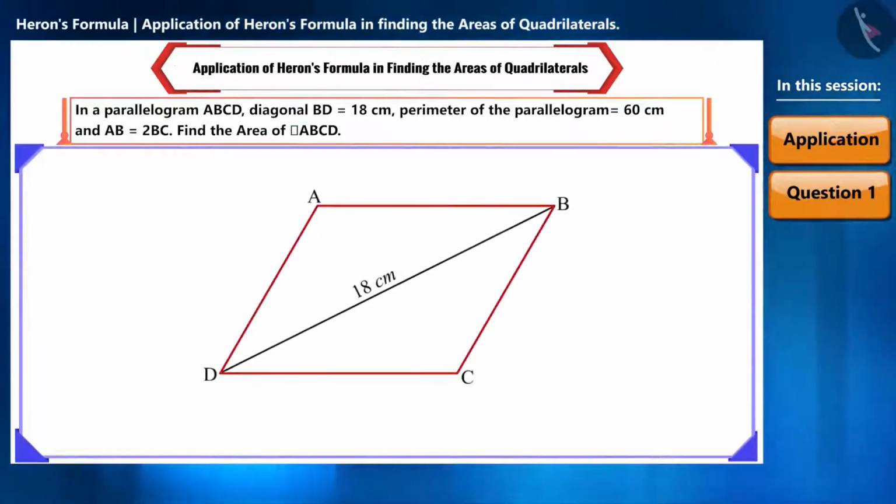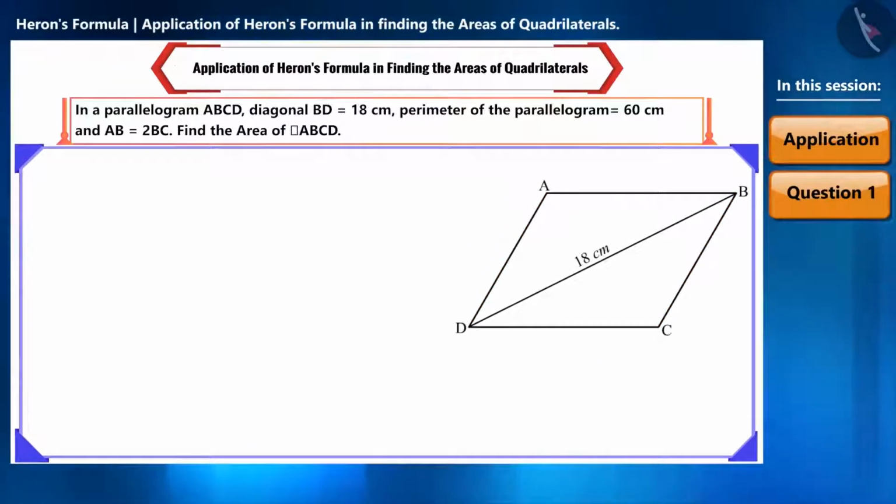Friends, in a parallelogram ABCD, diagonal BD equals 18 cm and the perimeter of ABCD is given to be 60 cm. It's also given that AB is 2 times BC and we have to find the area of parallelogram ABCD. Friends, can you tell how we should start? Here, we need to know the length of all the sides. So, first of all, we will find the length of all the sides of this parallelogram.